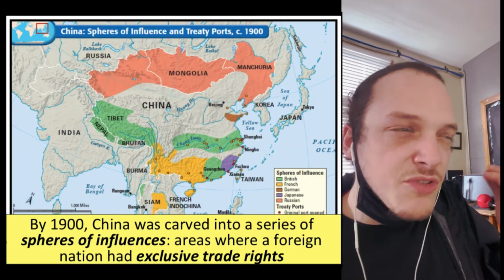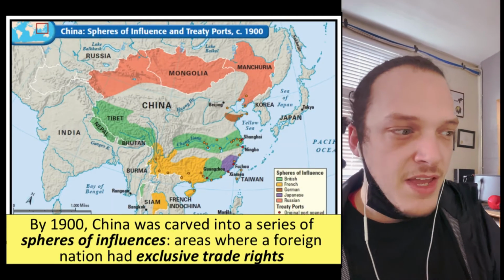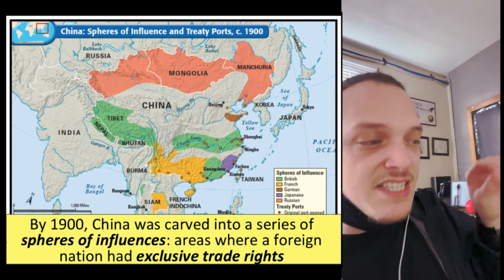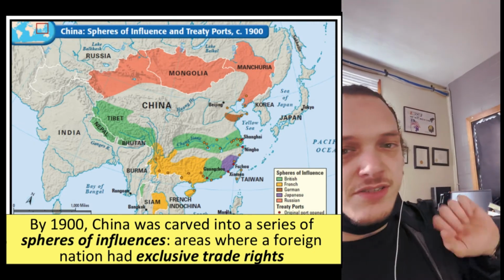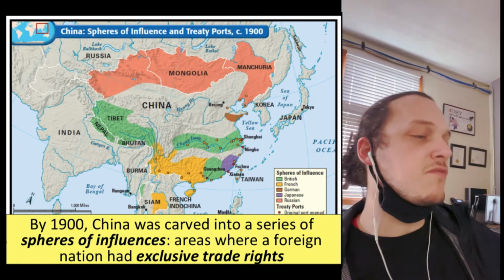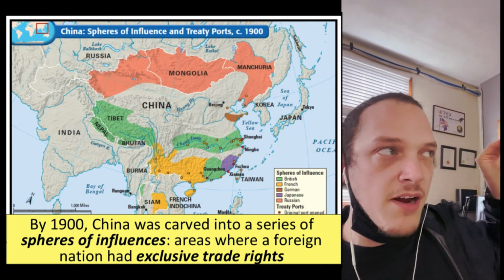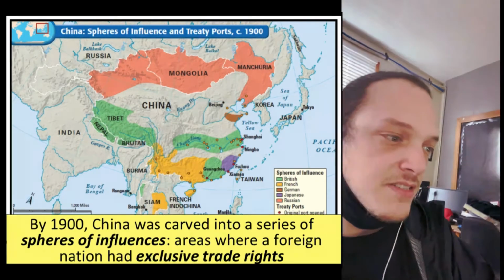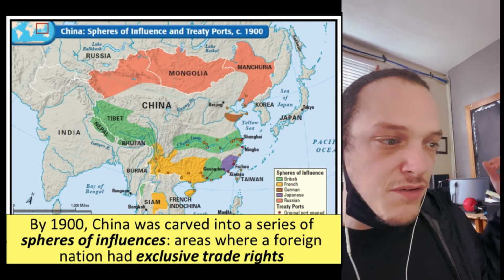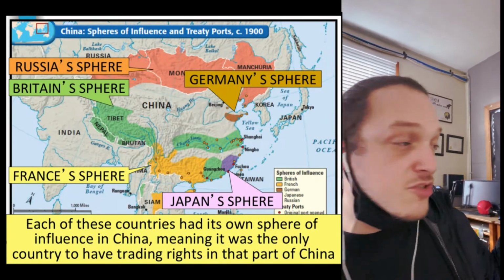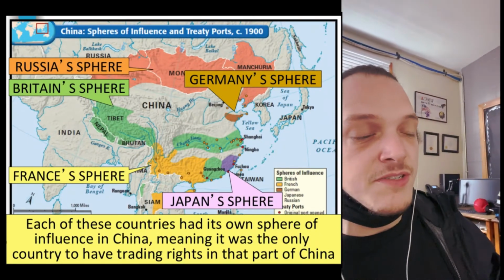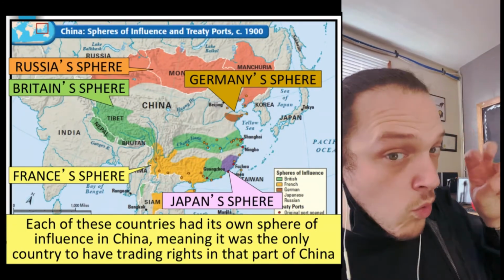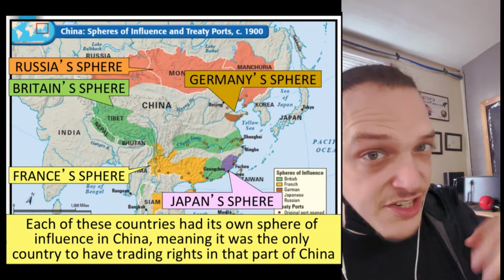By 1900, this place that used to be so secret, China, had been carved up, just like Africa, into a series of sections. We'll call them spheres of influence, right? Areas where a nation had influence. And in this case, you see here, the British, the French, the German, the Japanese, the Russian, all of these countries had influence inside of China. They owned their own section of China.